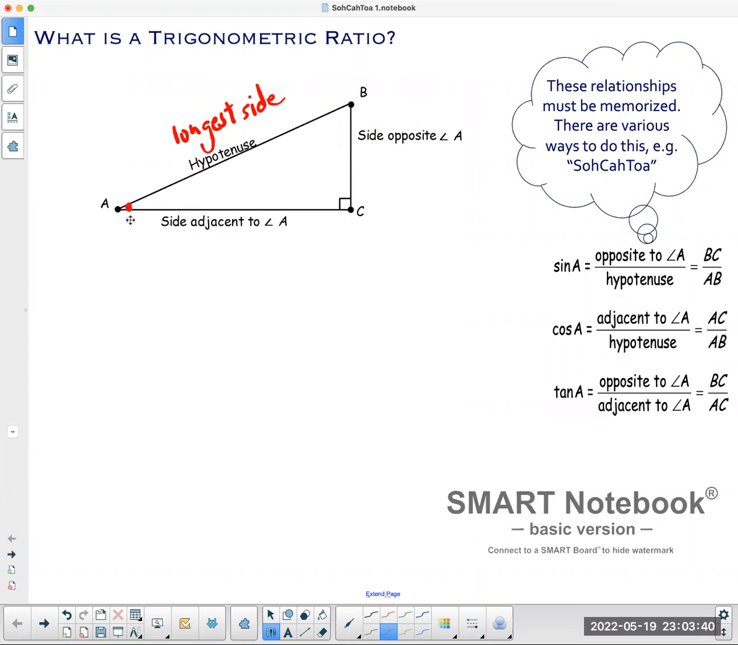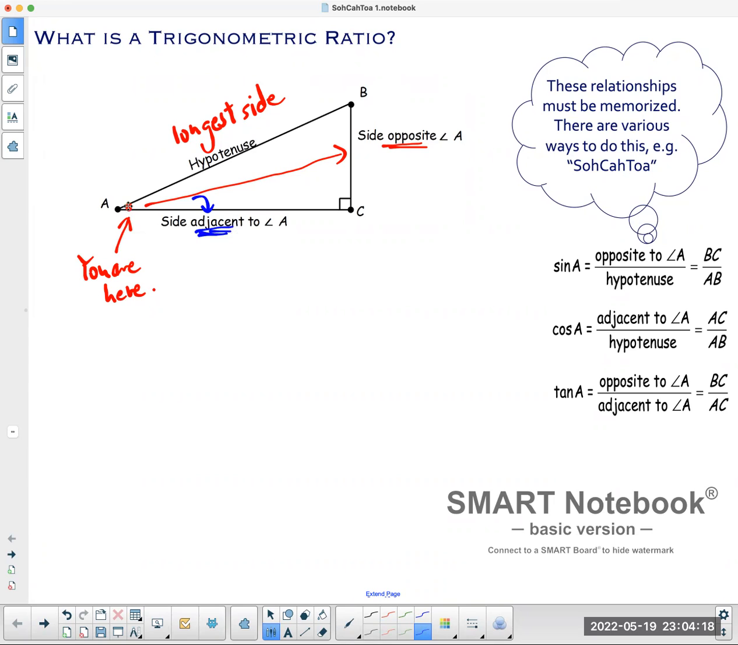Now, if I'm standing at angle A, like you are here, then there are two sides. One side, BC, which is far away from you, we call that the opposite side because it's opposite to where you're standing. Then we have another side, AC here, that's closer to you. That's like next to you. In that case, we use the term adjacent. Adjacent means next to you, close to you.